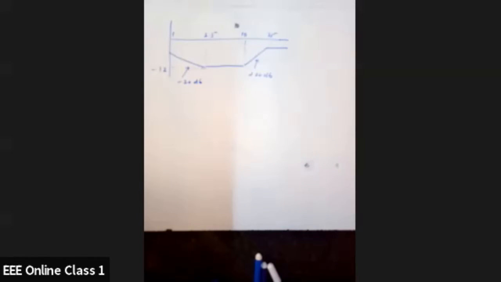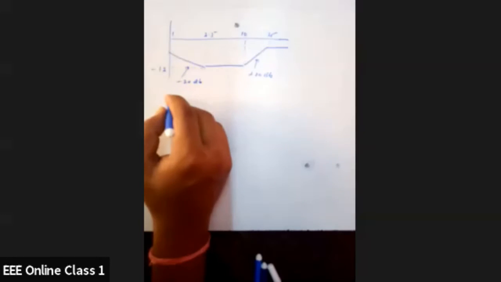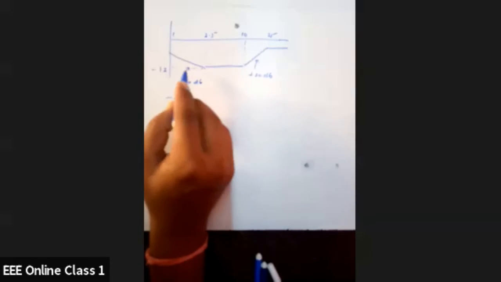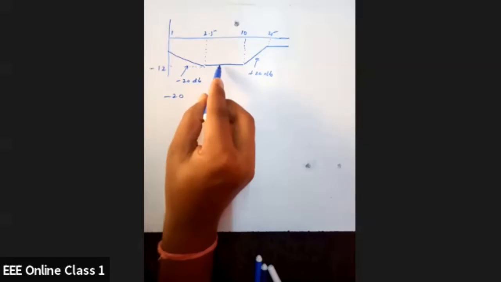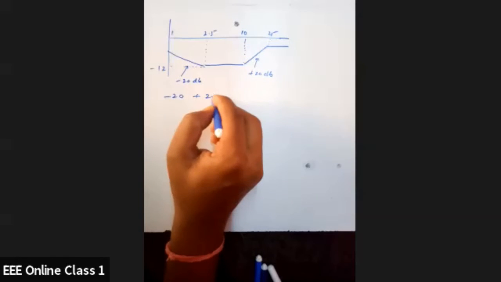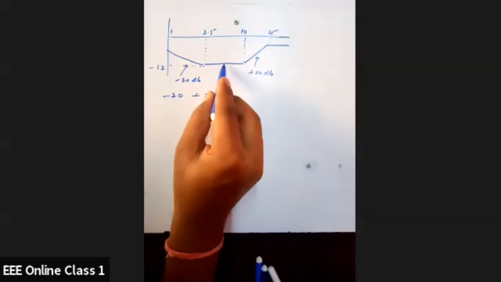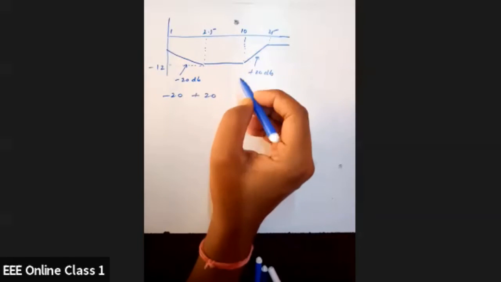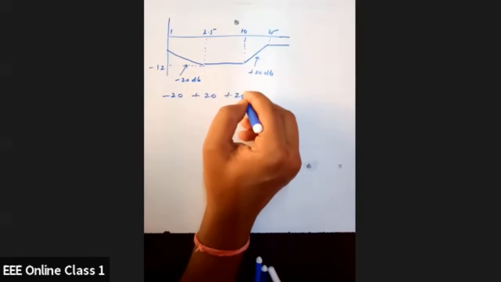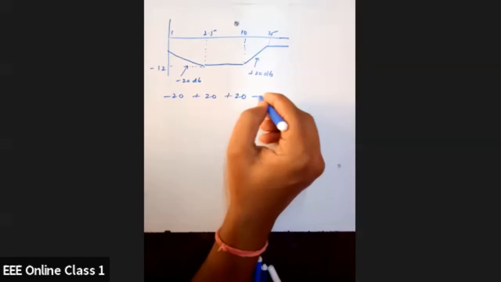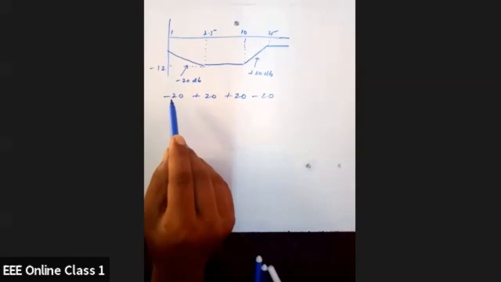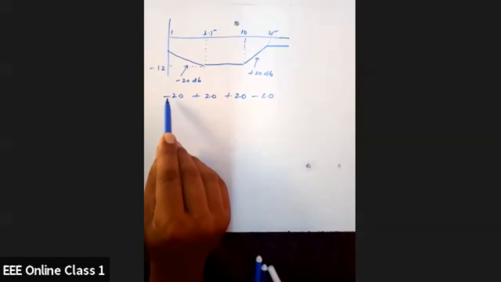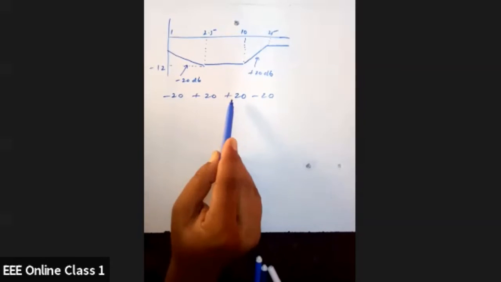We have 4 slopes. Minus 20 is the first slope, and then it has become 0. Then there is a plus 20. Then again it has become plus 20, and then it has become 0. So minus 20. So we have 2 minus 20 slopes and 2 plus 20 slopes.